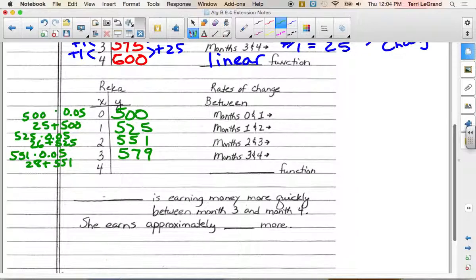Okay. And then we have one last one to do, 579 now times our 0.05. And whatever that comes to, we add it to our 579. And we will be able to say how much is in the account after 4 months.